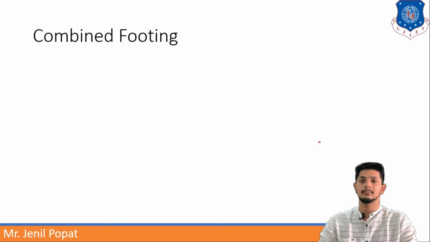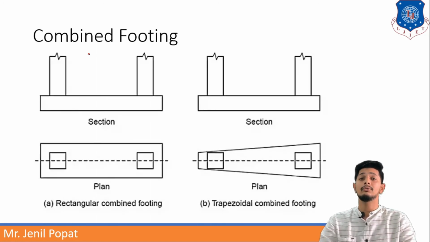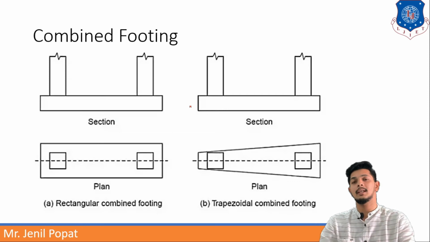Combined footing. So, combined footings are of two types, rectangular combined footing and trapezoidal combined footing. In the plan, you can see the below images. In the plan, you can see the rectangular shape, as well as in the plan here, you can see trapezoidal shape. Due to that, they are known as rectangular and trapezoidal combined footing.